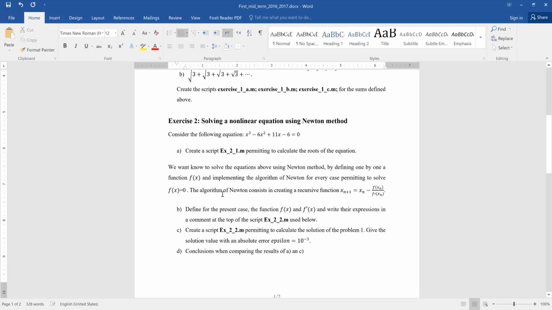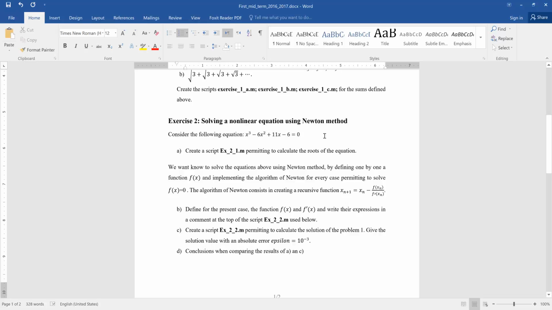Oh, hello everyone again. So now we will attack exercise number 2. Exercise number 2 is very simple. First question, we are giving you a polynomial, third order polynomial, third degree. Create a script exercise 2.1 underscore 1 permitting to calculate the roots of this equation.